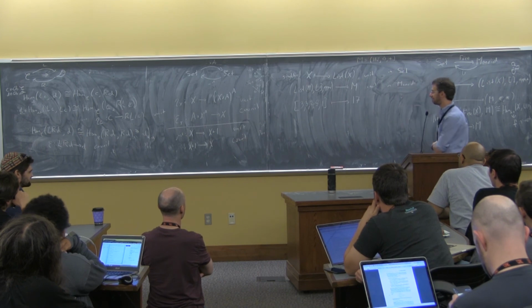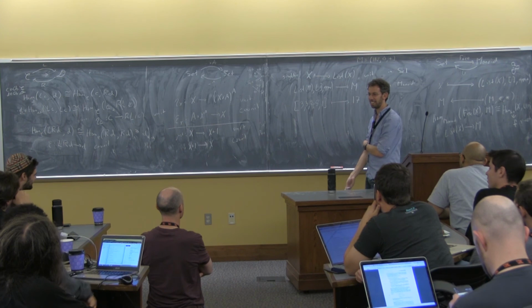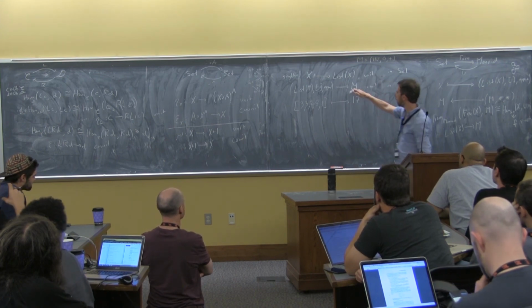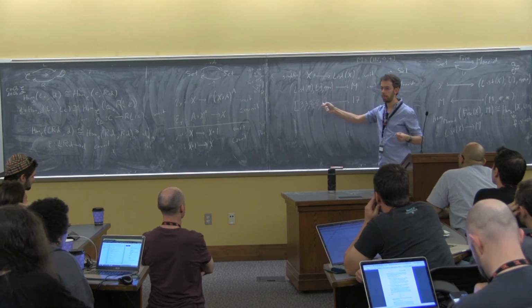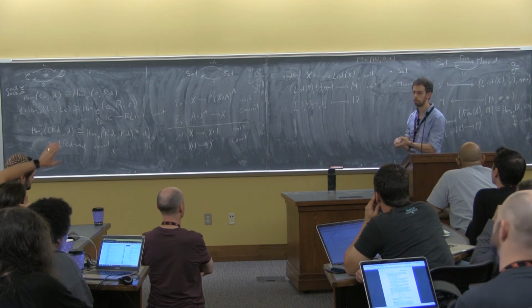So the co-unit is pulling it back into the natural numbers. I can always take my M and take any list of elements in M, and fold it back up into an M. And that is the co-unit. That's how you forget it.